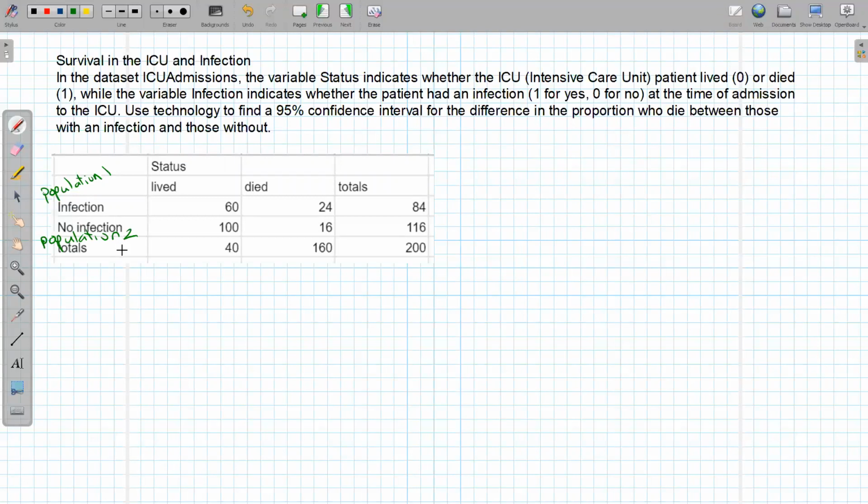And from those populations, the parameter, the thing I am measuring, P, is how many died out of the total. I'm going to call population 1 population I, for infection. 24 of those people died out of a total of 84 people in that population. My other population is population no infection, let's call that P sub n. And 16 of them died out of 116 total.